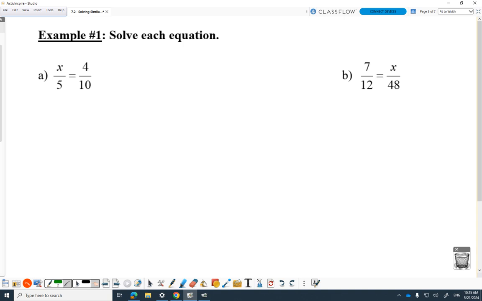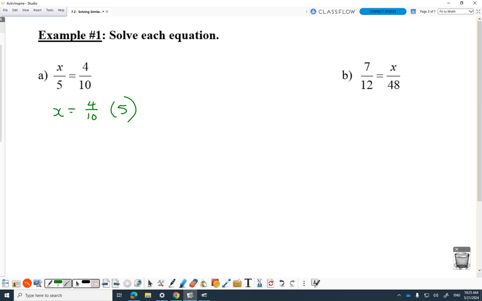I look at this and I go, x over 5 equals 4 over 10. I'm very upset about the fractions when I see them, so I go, to get rid of the fractions, the left side is divided by 5. I'm going to get rid of that by moving it over to the other side and multiplying by 5. So this becomes x equals 4 over 10 and then multiplied by 5.